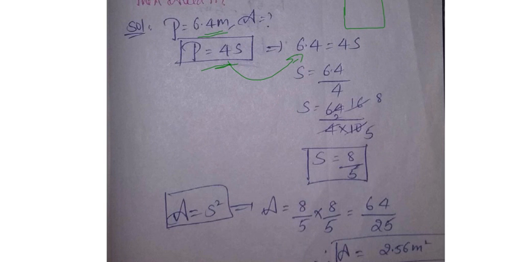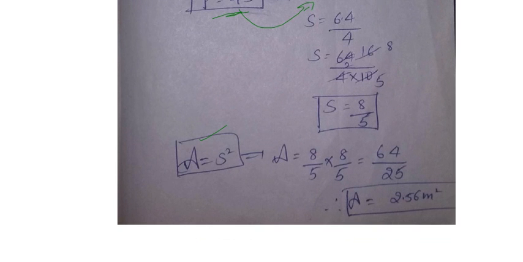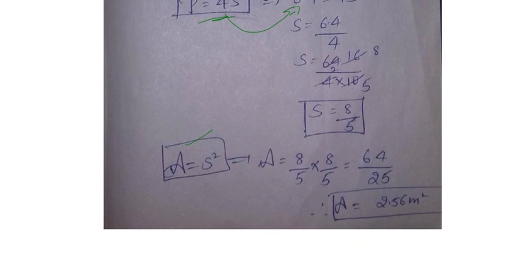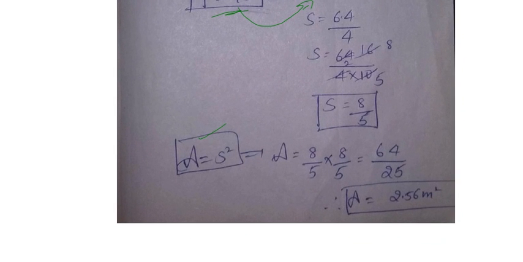Can't we find? Area of the square formula is what, friends? Side into side. So area equal to 8 by 5 into 8 by 5, that is 64 by 25. If I simplify that, 64 divided by 25, I will get 2.56 meters square. Finally, what is our area, friends? 2.56 meters square is our answer.